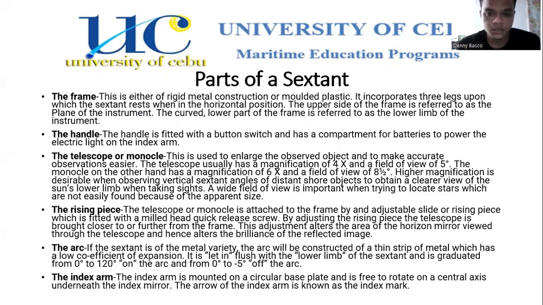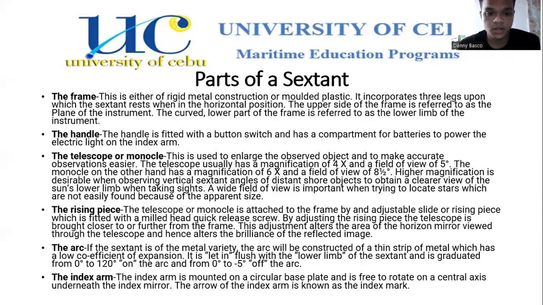The parts of the sextant. First is the frame. This is either a rigid metal construction or molded plastic. It incorporates three legs upon which the sextant rests. When in the horizontal position, the upper side of the frame is referred to as the plane of the instrument. The curved lower part of the frame is referred to as the lower limb of the instrument.